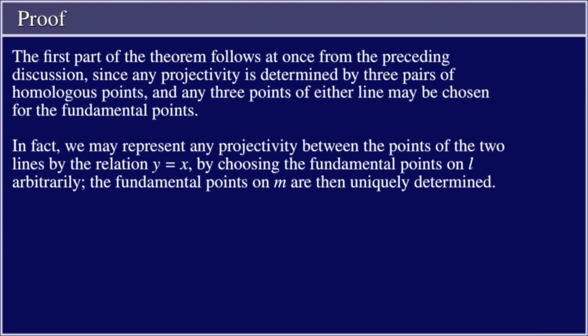Proof. The first part of the theorem follows at once from the preceding discussion, since any projectivity is determined by three pairs of homologous points, and any 3 points of either line may be chosen for the fundamental points. In fact, we may represent any projectivity between the points of the two lines by the relation y equals x. By choosing the fundamental points on L arbitrarily, the fundamental points on M are then uniquely determined.